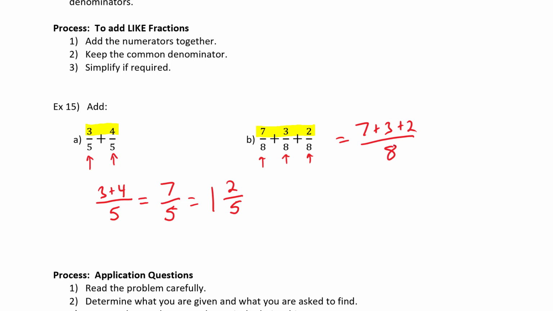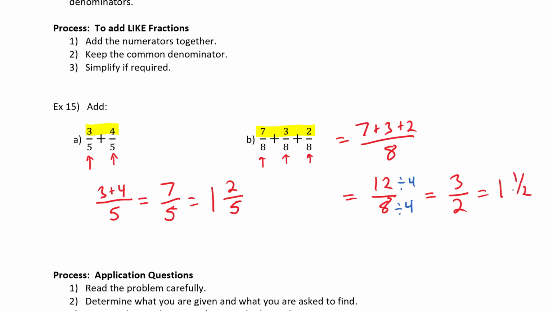Now there's no need to do this step. Hopefully you can just add them in your head, but I want to make sure you know what I'm doing. Next up, 7 plus 3 is 10 plus 2 is 12. 12 over 8. We can simplify that down. Hopefully you see we can take a 4 out of the top and a 4 out of the bottom. In which case here, this becomes 3 over 2. This is in simplest form, but it is an improper fraction. The numerator is larger than the denominator, so we can convert that to a mixed number of 1.5.